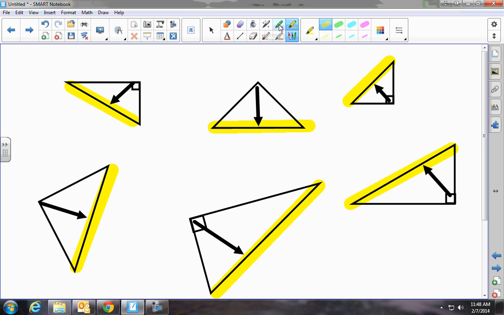In fact, we could label all of those sides now C. Ooh, I don't like the crayon. Let's use this. C, C, C, C, and C. The other two sides are A and B, and it doesn't matter which is which.